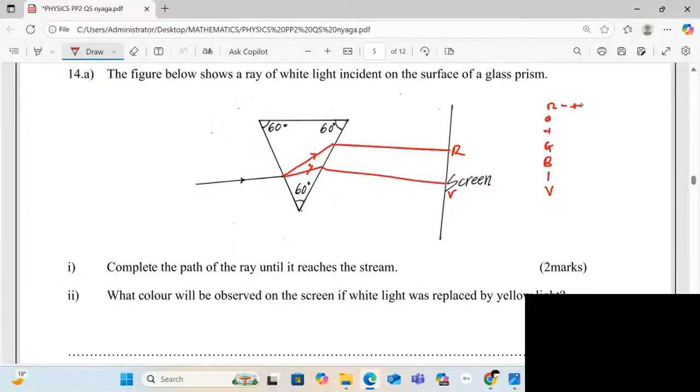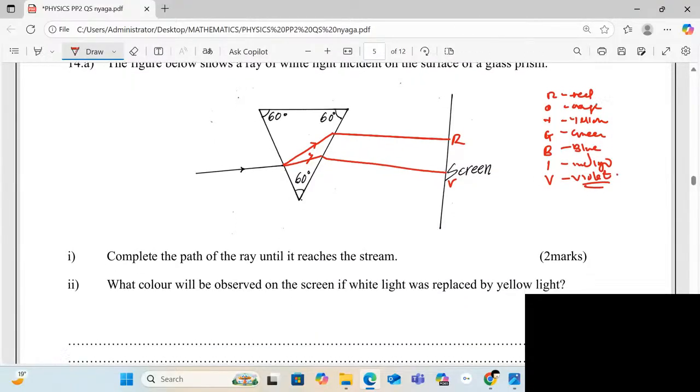This is red, orange, yellow, green, blue, indigo, and this is violet. The splitting of the white light.